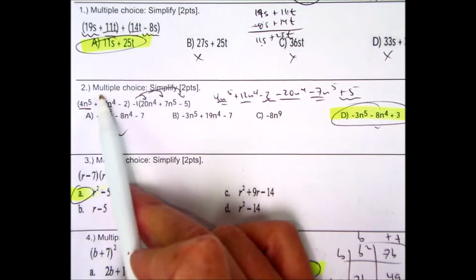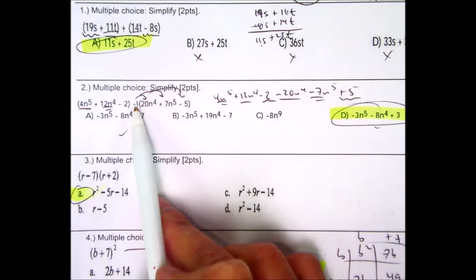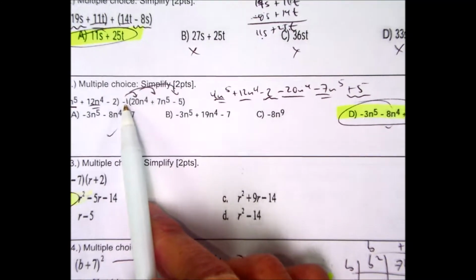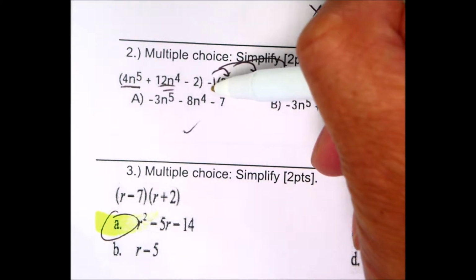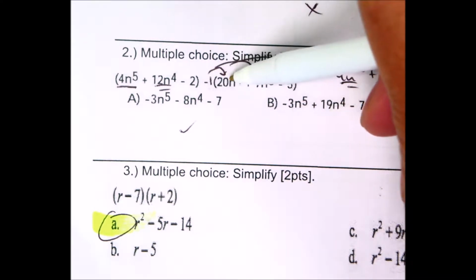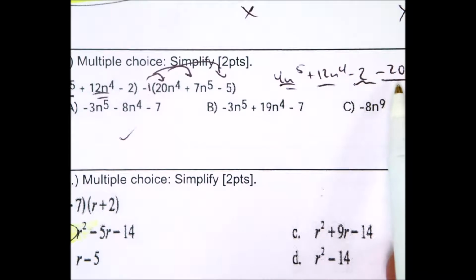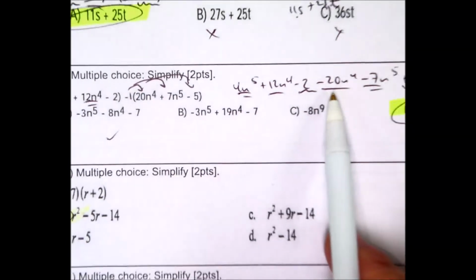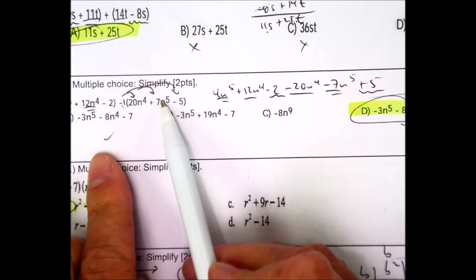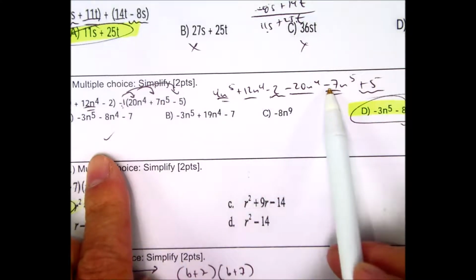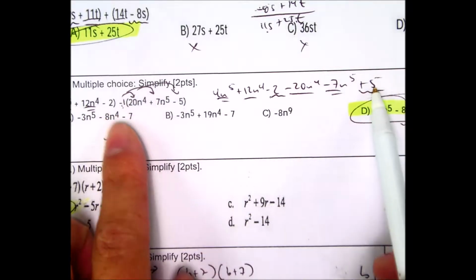Question number 2 says simplify. In between the parentheses is a minus sign. If it has a minus sign, I'm going to have to distribute the negative 1. So negative 1 times a positive 20n to the 4th will give me a negative 20n to the 4th. Negative 1 times a positive 7n to the 5th will turn it to a negative 7n to the 5th. And negative 1 times a negative 5 will make that a positive 5.